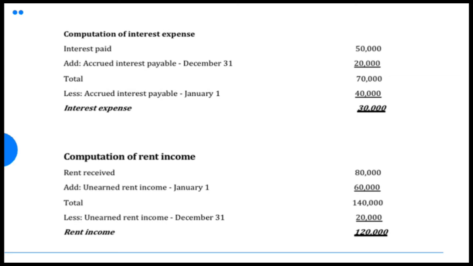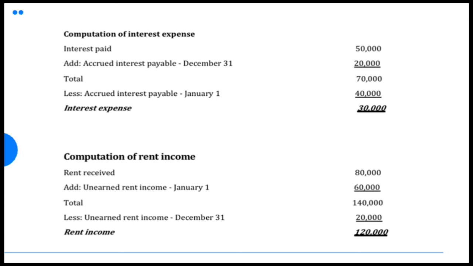So, next, for the computation of interest expense, makikita nyo naman dito sa presentation kung paano ginagawa to. So, the interest paid, we have 50,000 pesos sa amount niya. Then, i-add lang natin yung accrued interest payable nung December 31 na 20,000. So, the total nung interest paid and accrued interest payable nung December 31 is 70,000 pesos. So, bago natin makuha yung interest expense, kailangan ulit natin i-less yung accrued interest payable nung January 1 na, which is yung 40,000 pesos. So, 70,000 pesos minus 40,000 pesos, we have interest expense of 30,000 pesos.